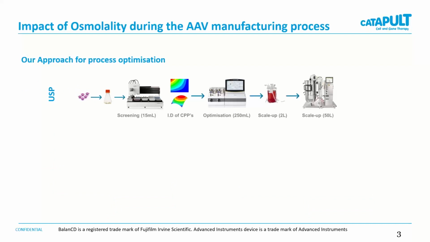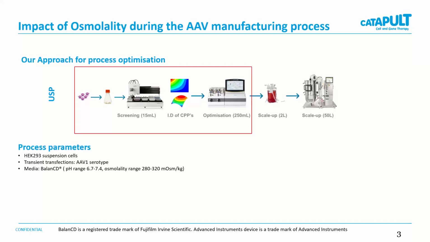Here at Catapult, we have different platforms for different purposes. We can do some screening and DOEs at a very small scale, 15 ml. Then we can do some optimization at 250 ml with a scaled down model. And finally, we can scale up to 2 liter or 50 liter. The data I'm going to present have been generated at small scale, 15 ml and 250 ml.